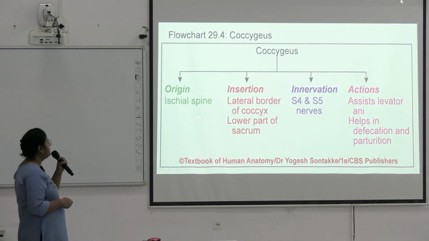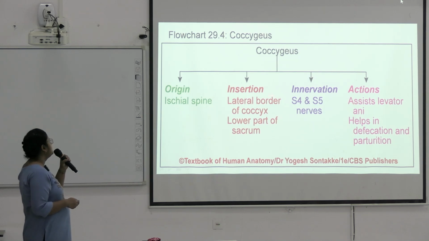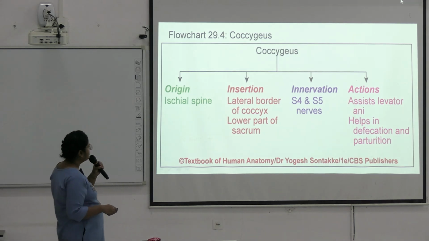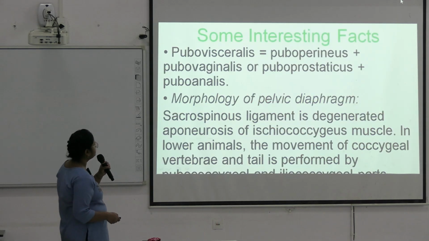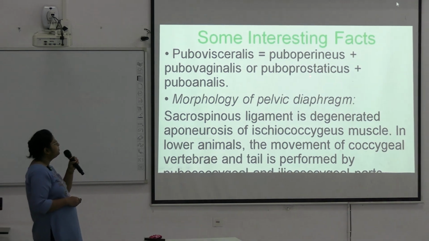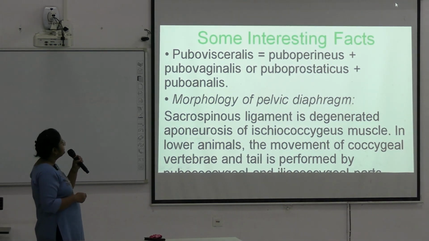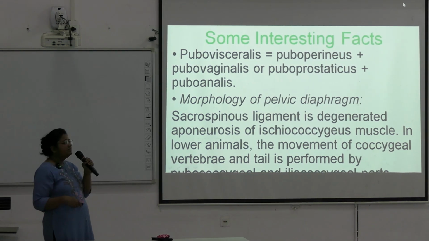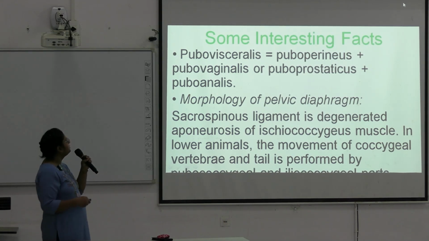Okay, next. So coccygeus origin is from the ischial spine. Insertion is into the lateral border of the coccyx and lower part of the sacrum. Innervation by S4 and S5 nerves. Action is it assists the levator ani, helps in defecation and parturition. Okay, next. Pubovisceralis equals puboperineus plus pubovaginalis or puboprostaticus plus puboanalis. So these are the three parts of the pubococcygeus.